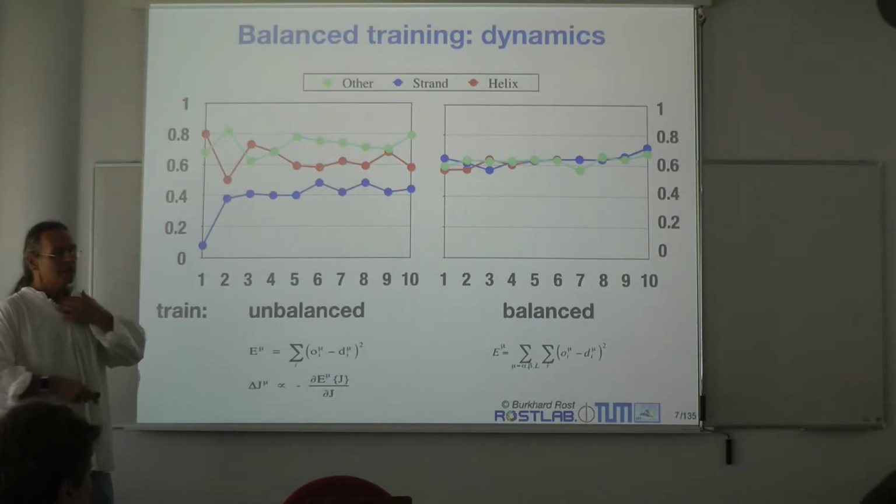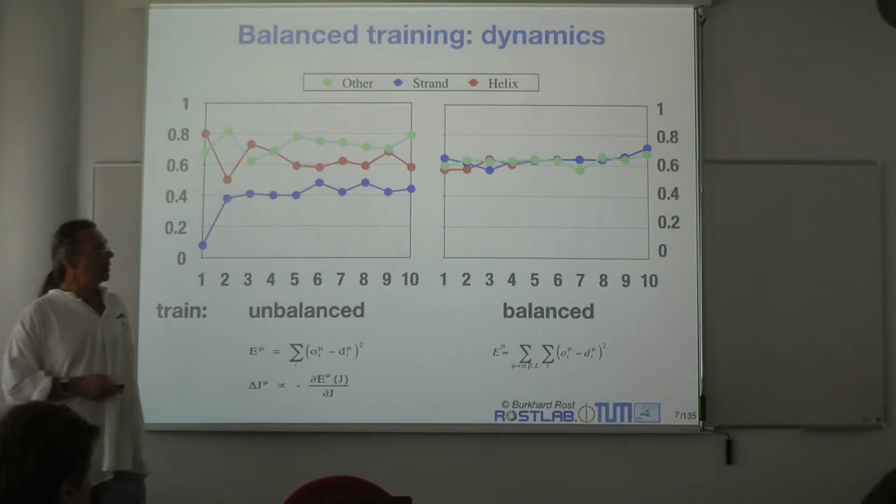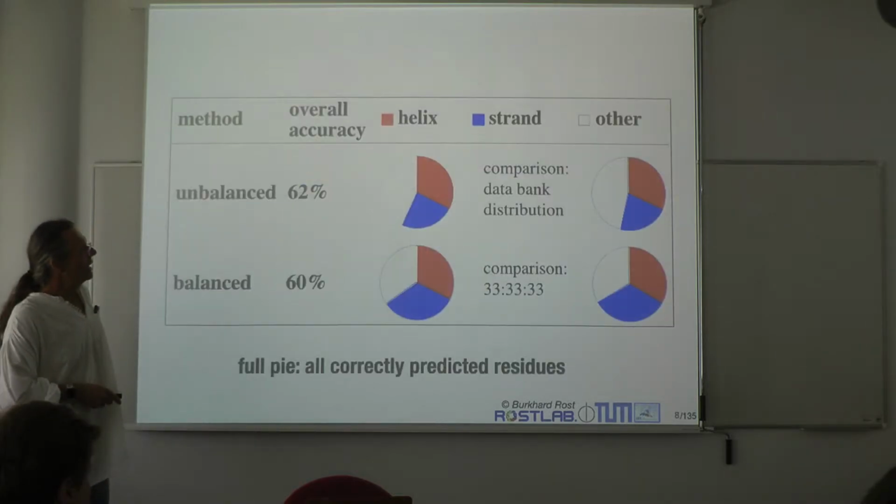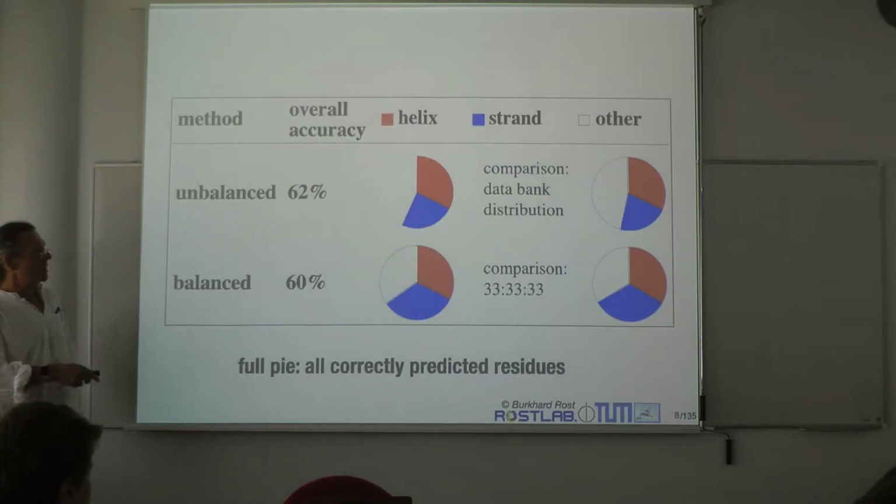And you do see that the performance for all 3 of them is similar here, the training performance, and in fact also the final test performance. The pi here is the correctly predicted residues, and of these correctly predicted residues, there's an equal portion for alpha helix, beta strand, and other.